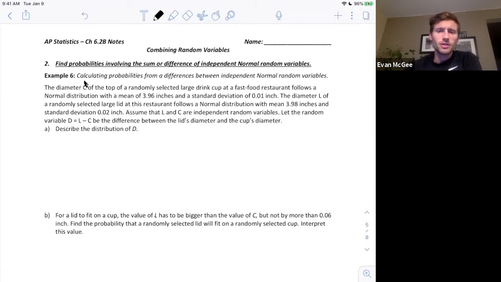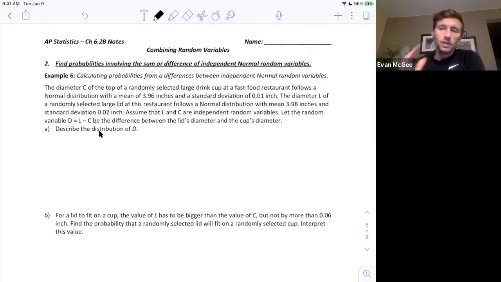The diameter C of the top of a randomly selected large drink in a fast food restaurant follows a normal distribution with a mean of 3.96 inches and a standard deviation of 0.01. The diameter L of a randomly selected large lid at this restaurant follows a normal distribution with a mean of 3.98 inches and a standard deviation of 0.02 inches. Assume that L and C are independent random variables.